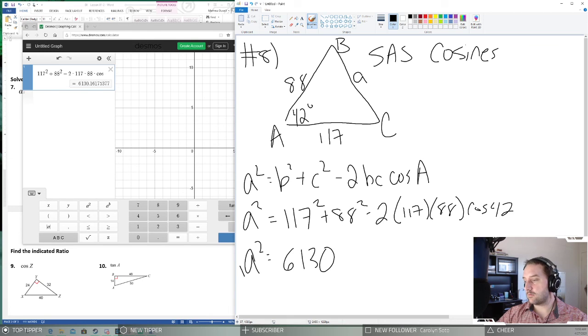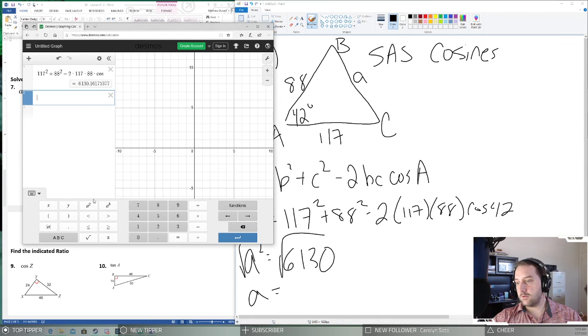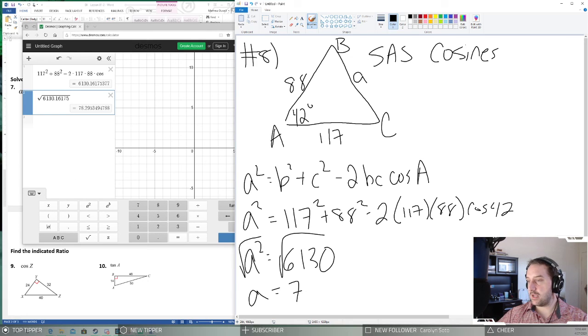Square root both sides. That's going to give you my a. So the square root of 6130.16175. So a equals 78.3.